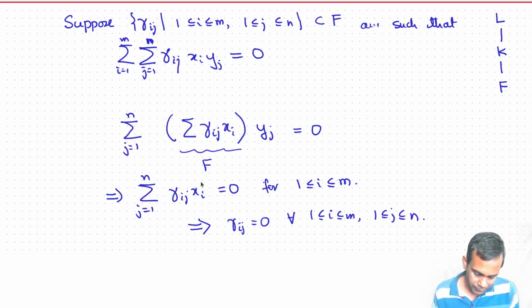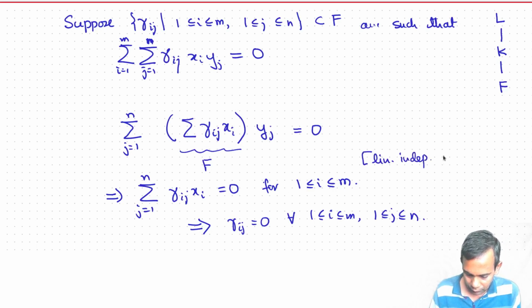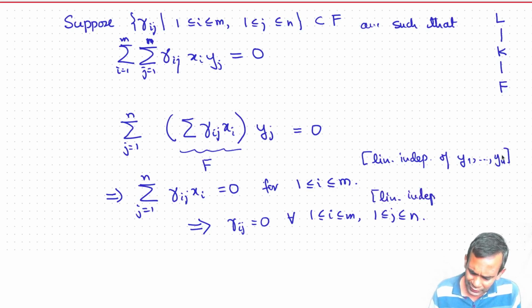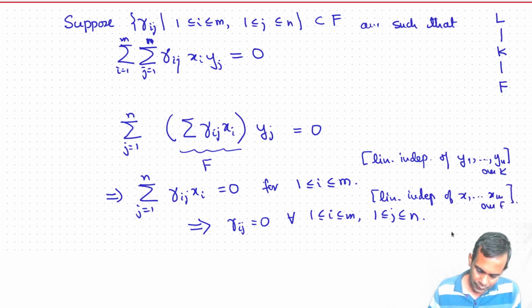Just from the linear independence of the xi's. So this step is by the linear independence of y1, ..., yn, and this step is the linear independence of y1, ..., yn over K, and this is of x1, ..., xm over F. And that completes the proof.